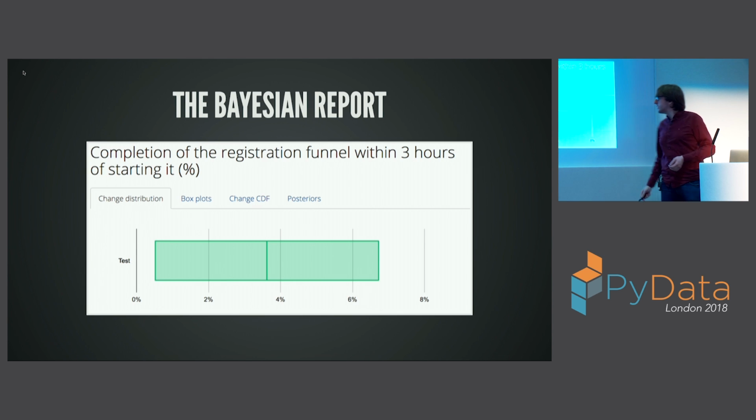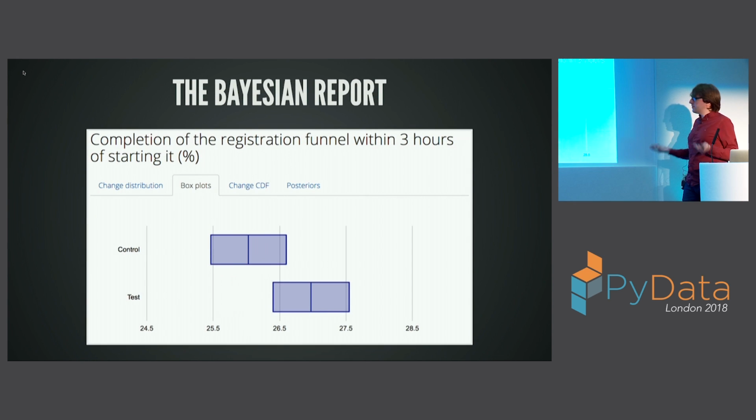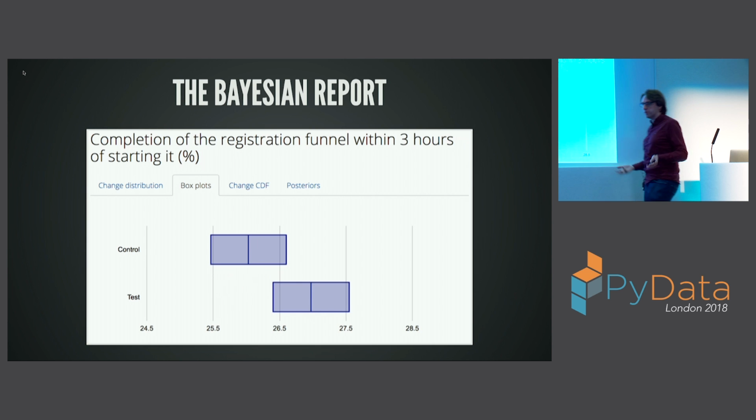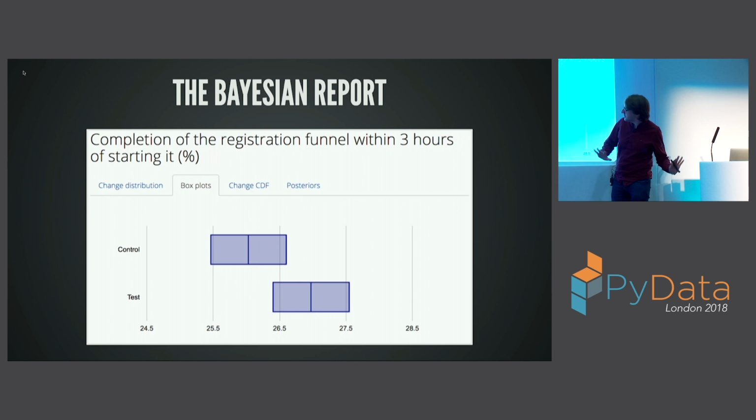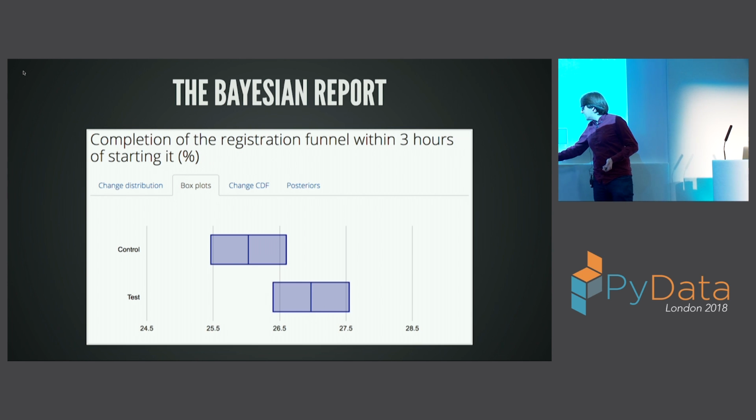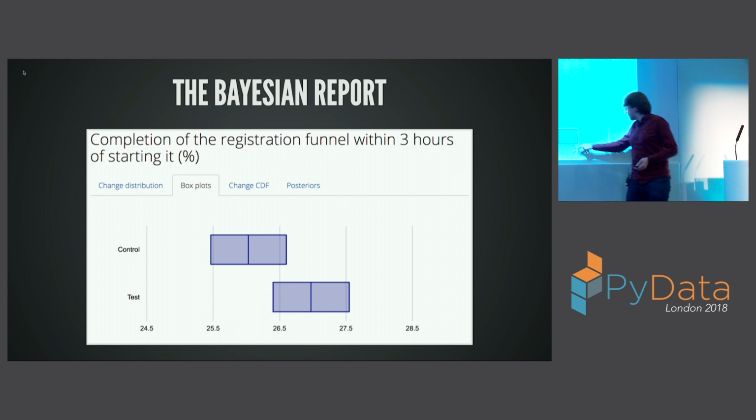We can have a look at the actual numbers across the two branches. So we reckon the control group, who had the old experience, they were converting, we're 95% sure, somewhere between 25.5% and 26.5% of the time. This test group, we're 95% sure, are converting somewhere between 26.5% and 27.5% of the time.